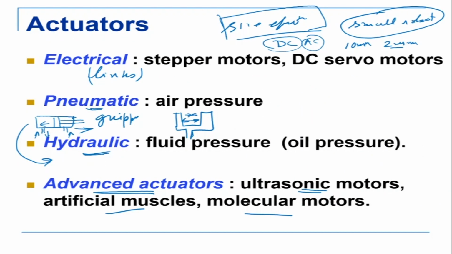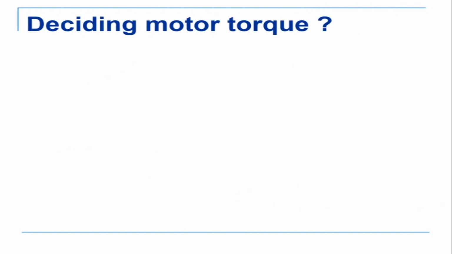So let's start off by looking at the various electrical actuators, then we'll look at pneumatic, hydraulic, and advanced actuators. The other important question that comes up is, which actuator are you going to use when? For example, you're designing a robot. So I'm going to make a robot.